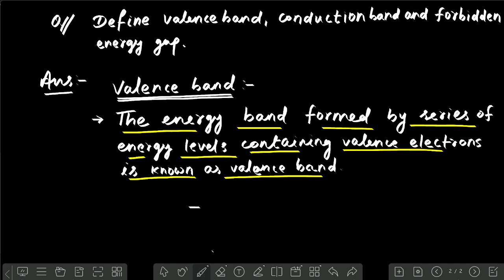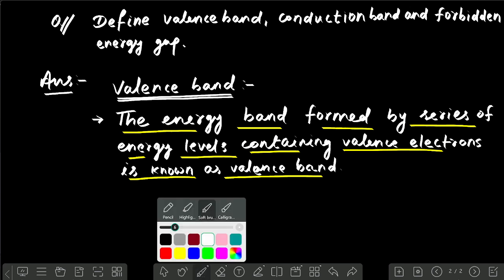It consists of many energy levels like this. These energy levels contain valence electrons. So this total band is basically called the valence band. Yes or no? Clear idea? So a little more points to learn about valence band. Now next point.